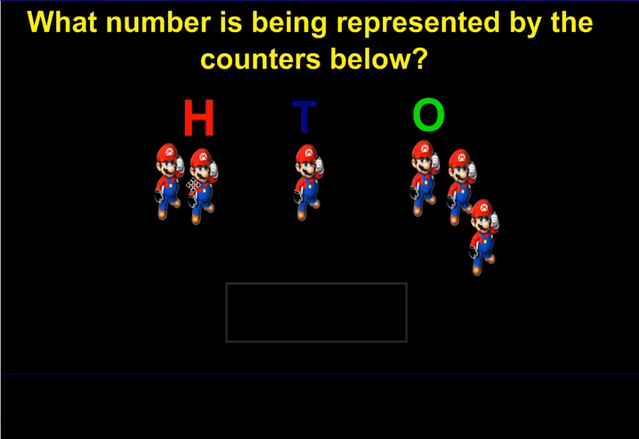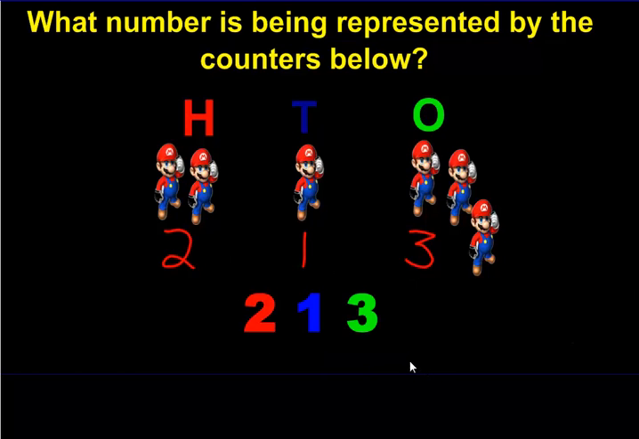You don't have to give me counters. You just have to give me the number. Because it says right here, what number is being represented? Okay, fair enough. Let's see how we can do this. So we have 2 in the hundreds. I can write 2. We have 1 in the tens. Put a 1. And we have 3 in the 1 spot. So I write 3. And what number does that say? 213.